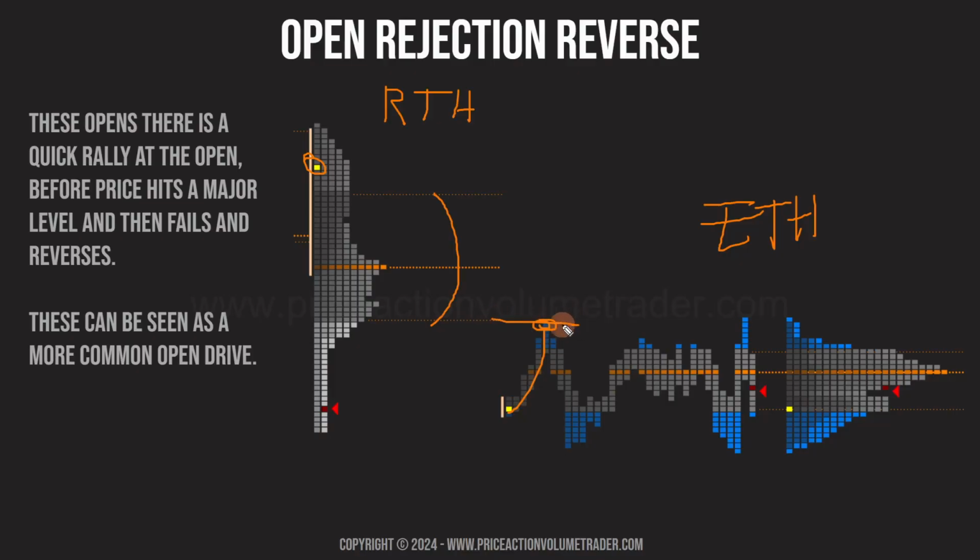Okay, so in this case you can see how we had the quick drive into a significant level. We have a failure to continue and a rejection, and then this could have given us an opportunity to come back down and test the lows from the previous day's regular trading session.